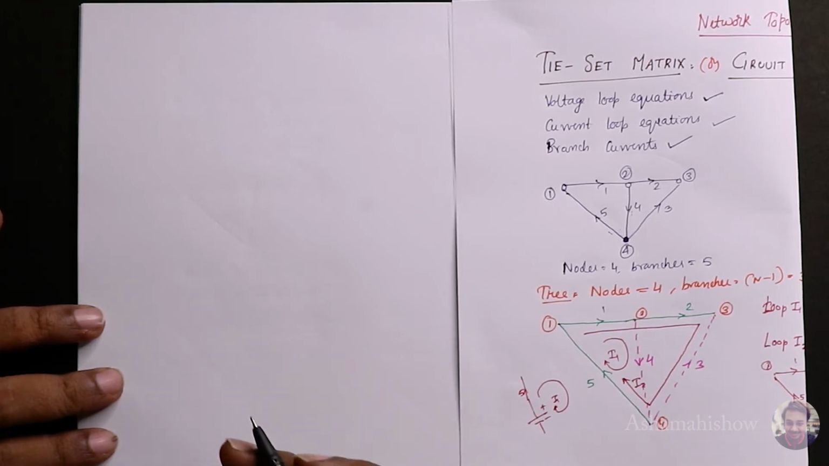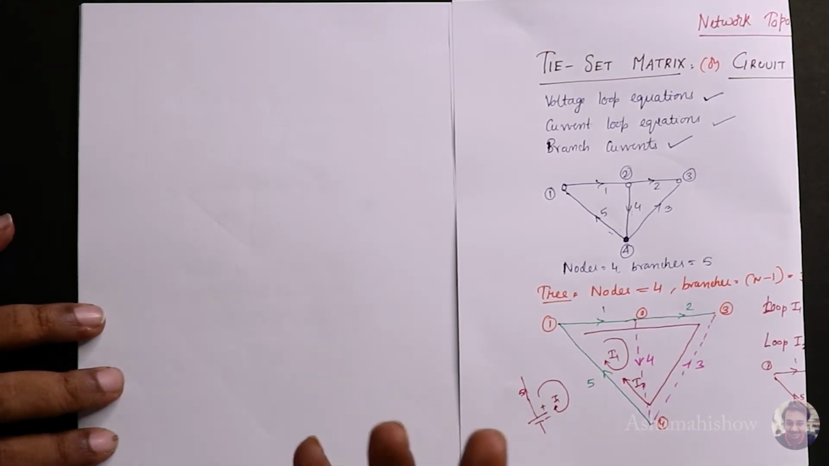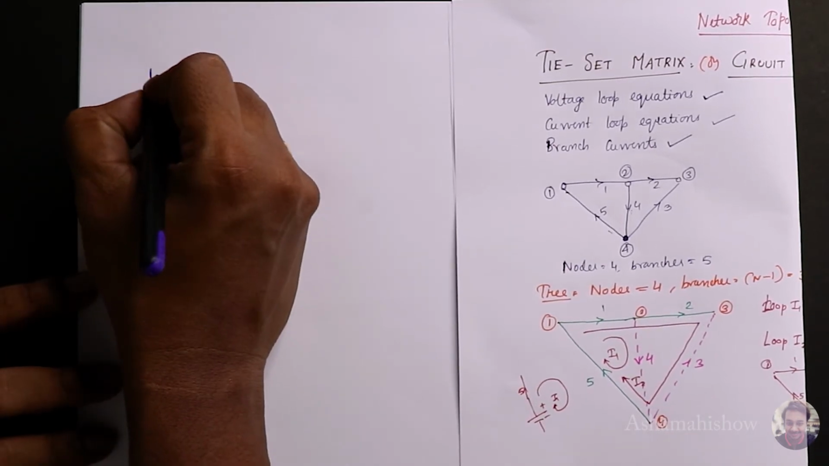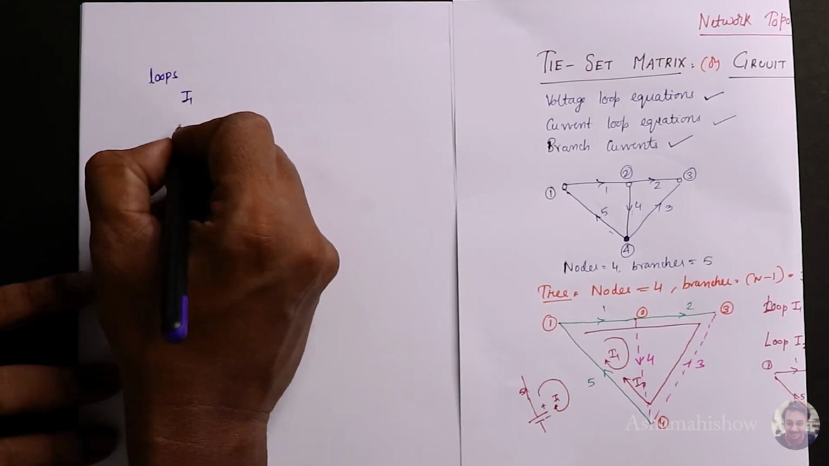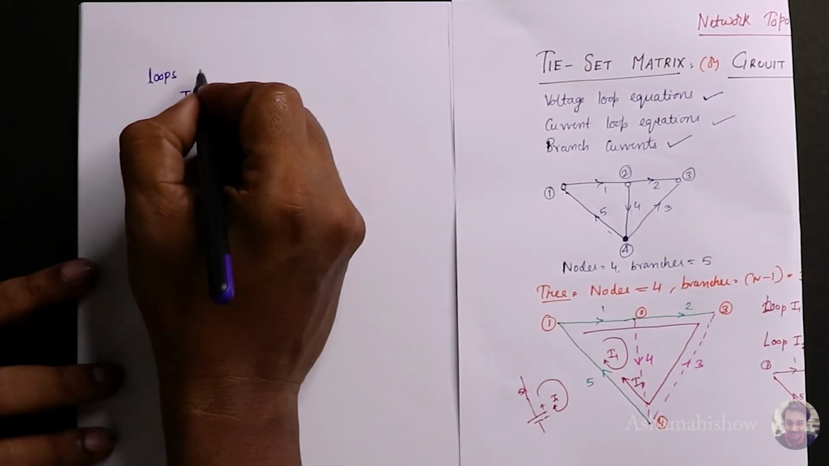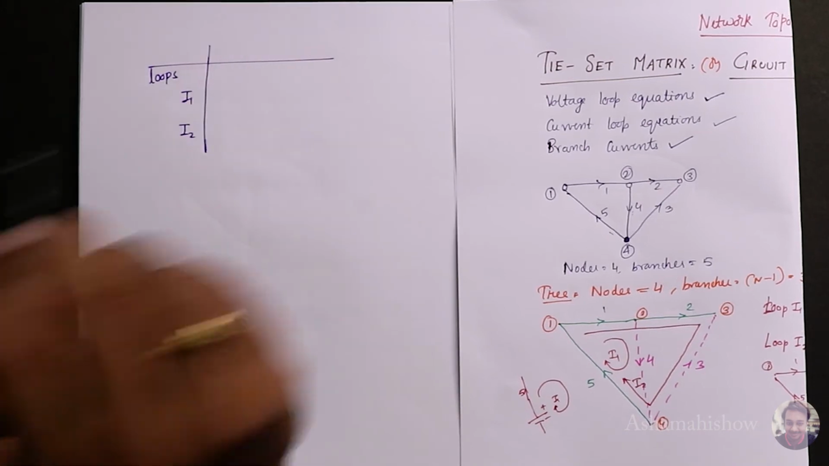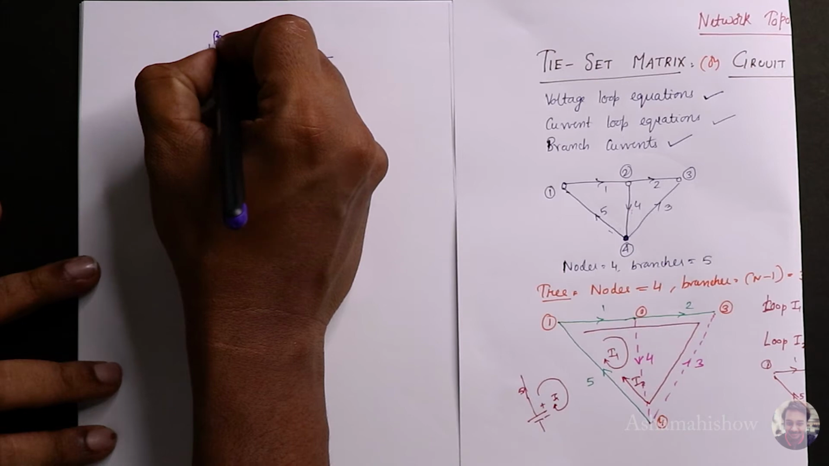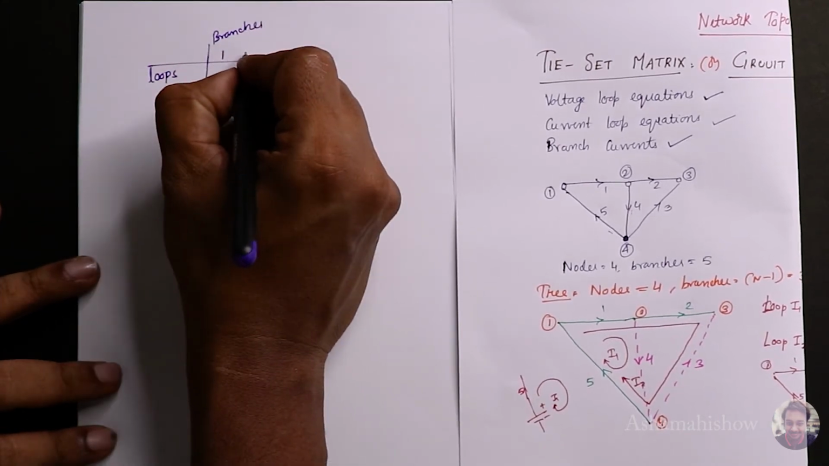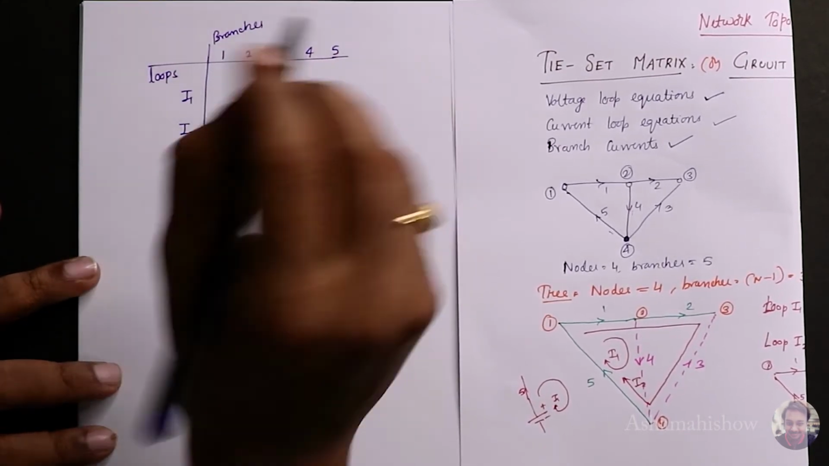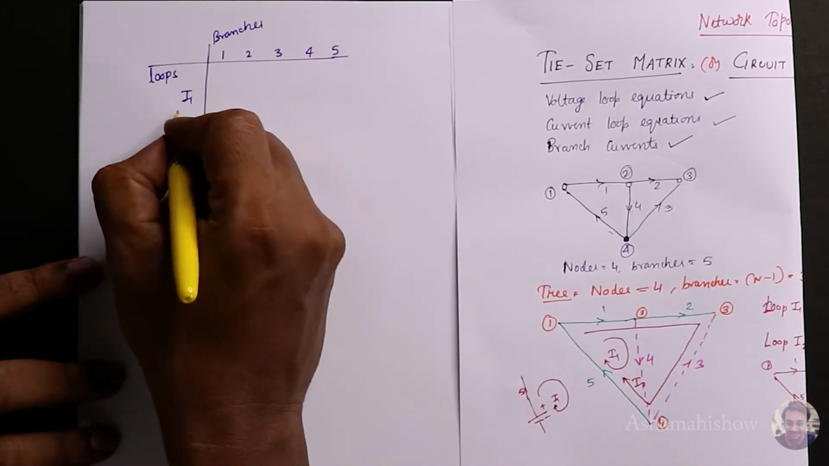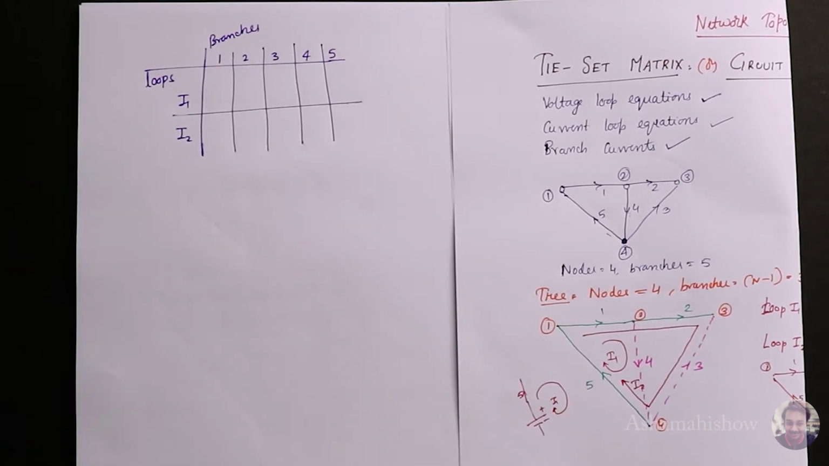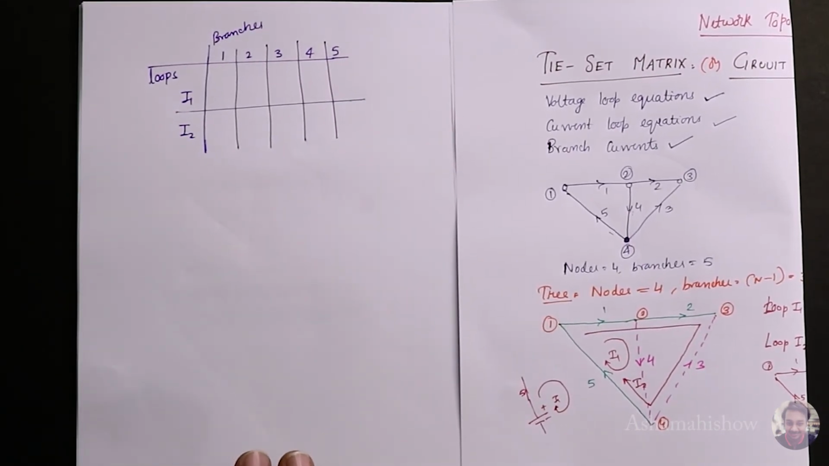So how many loops do we have? As with nodes, in the column format we will write the loops. We have 2 loops, I1 and I2. In the row format, same as the instance matrix, we will write all the branches. How many branches do we have? 1, 2, 3, 4, 5. Now, shall we divide it, to avoid confusion? So this is the tabular form which is given.